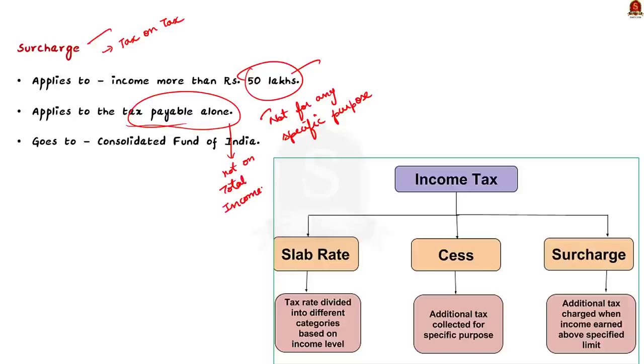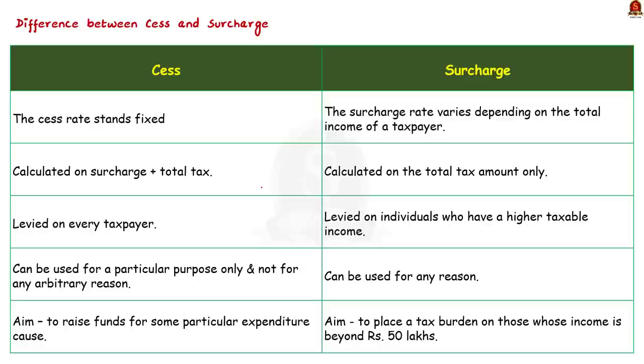Now let's understand the difference between cess and surcharge. Firstly, the differences in the tax rate. See, the cess is a fixed rate of tax, whereas the surcharge rate varies among 10%, 15%, 25% and 37% depending on the total income of the taxpayer. This is the first difference. Secondly, the differences in the calculation. See, the government authorities calculate cess on the surcharge and the total tax payable. But the surcharge is calculated on the total tax amount only. So, this is the second difference.